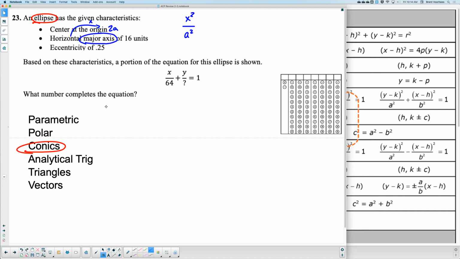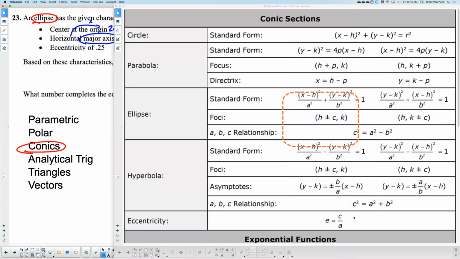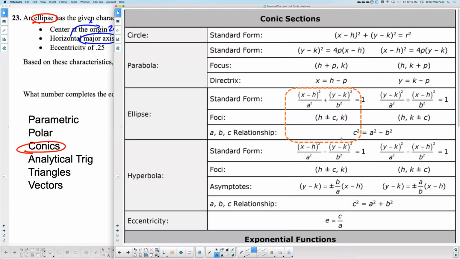So if 2a is 16, what does 1a equal? Whoops, 1a is 8. And so a squared would be 64. Now, do they already have that in the equation? Okay, so what does that mean I'm missing? Now I can go to my formula chart and figure out what I am missing in this problem.